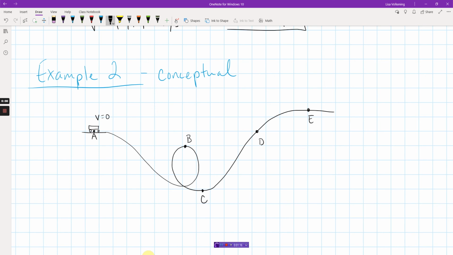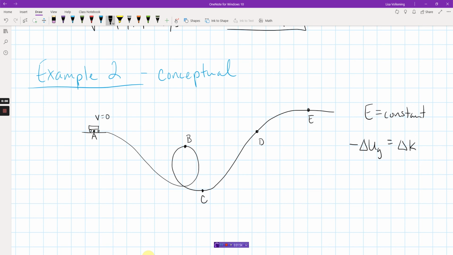Number one, where is this thing going to be moving the fastest? The idea here is if total energy is the same, which it is, then whatever gravitational potential energy is lost by the car will be gained as kinetic energy. So the more potential energy you can lose, the more kinetic you can gain and the faster you'll be moving.